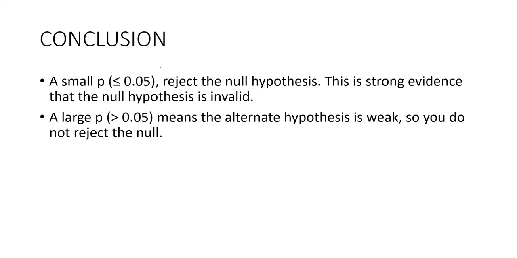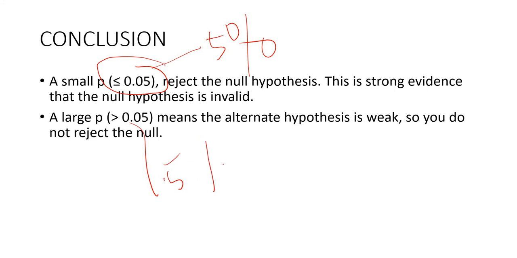If the p-value is less than or equal to 0.05, which means 5%, reject the null hypothesis. This is strong evidence that the null hypothesis is invalid. If the p-value is greater than 5%, the alternative hypothesis is weak, and you do not reject the null hypothesis. You shouldn't reject the null hypothesis if the p-value is greater than 0.05.